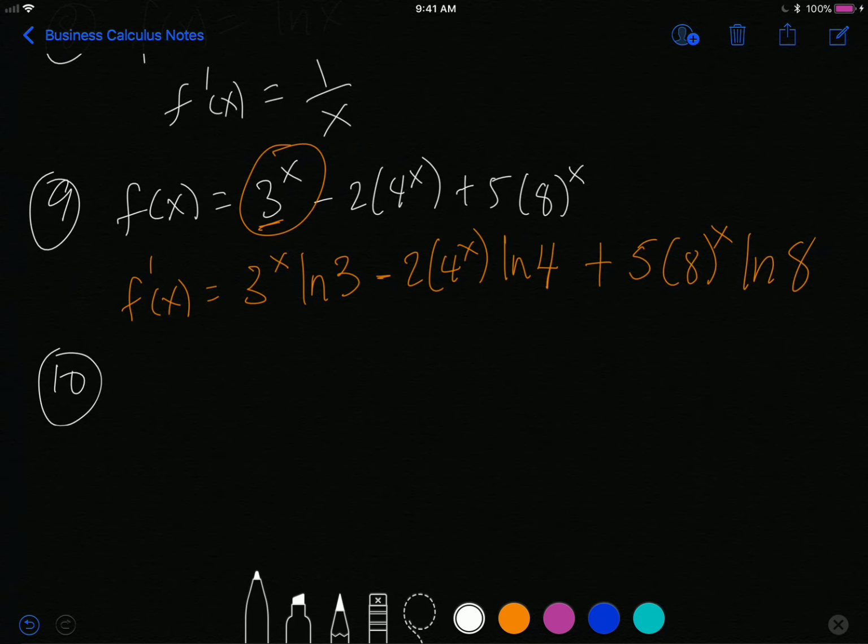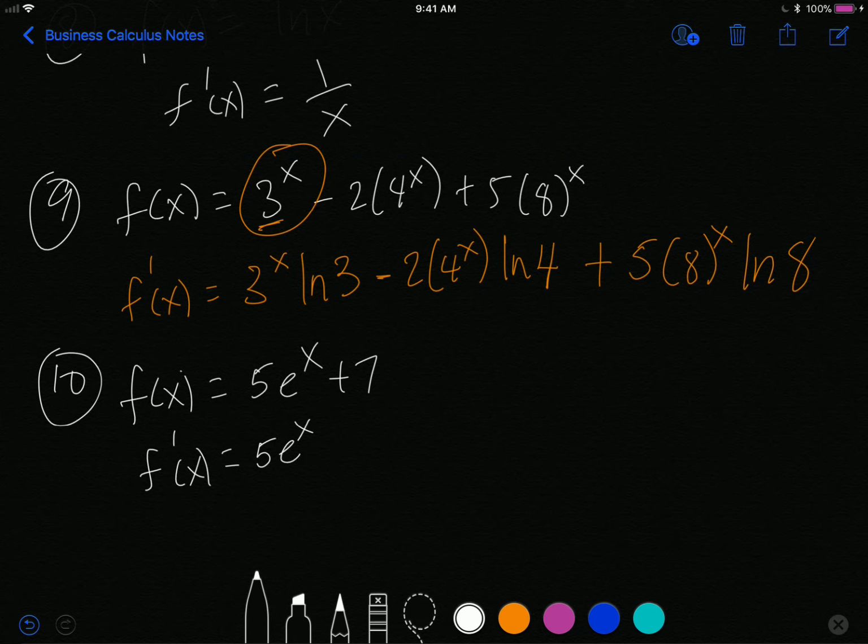Number 10, f of x is equal to, oh, that's a y, but it doesn't matter. 5e to the x plus 7. This incorporates two of the easiest rules of derivatives. The derivative of an e is the same, and the derivative of a constant is 0. And so that just leaves me with 5e to the x.